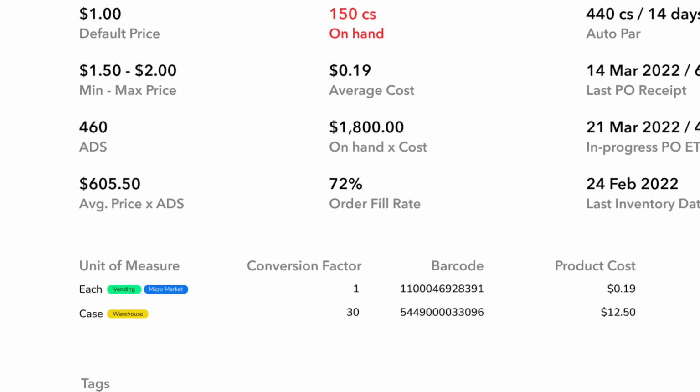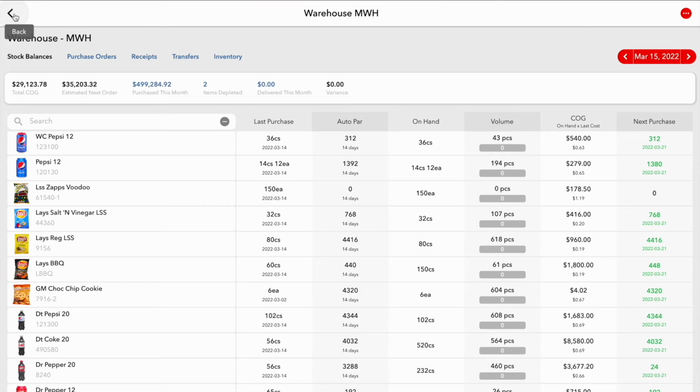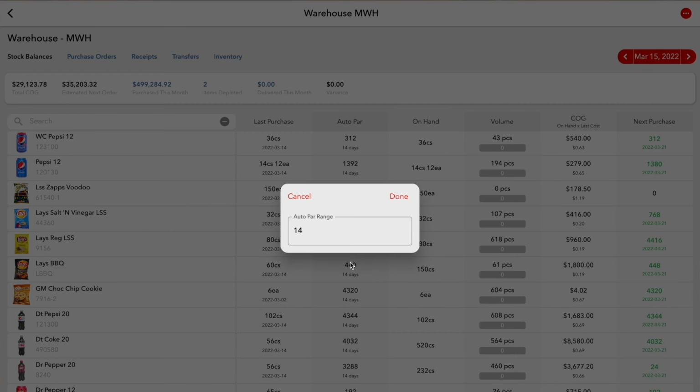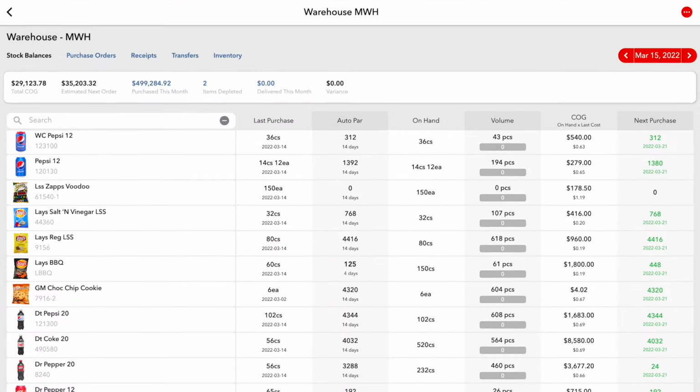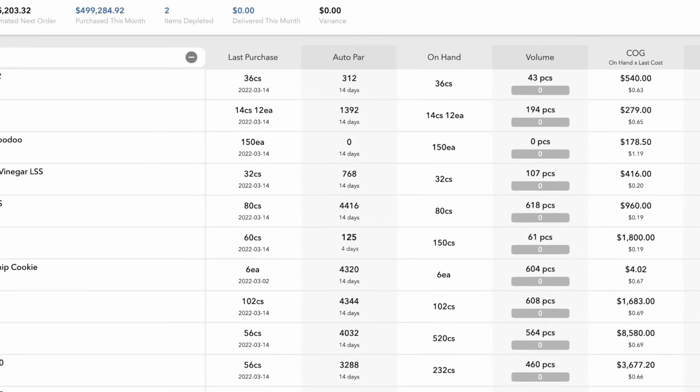On the new product detail page, he notices the order fill rate is 72%. Since Vistar arrives every 2 to 3 days and he wants to account for the vendor shortage by about 30%, he sets Lay's Barbecue's AutoPar to 4 days. Now he can trust that Gimme will aim to have at least 4 days worth of estimated picks for Lay's Barbecue on hand in the warehouse.